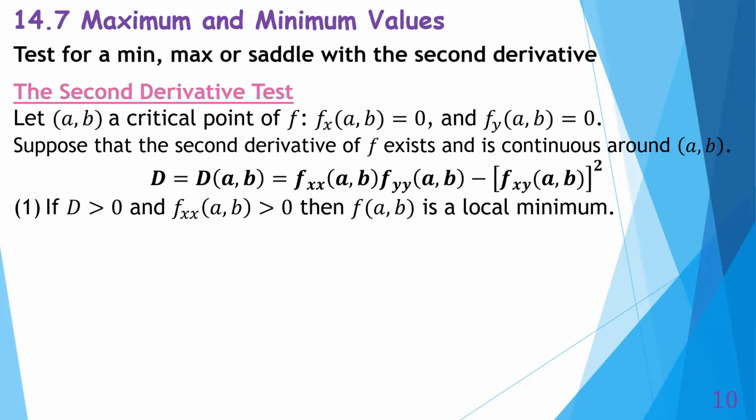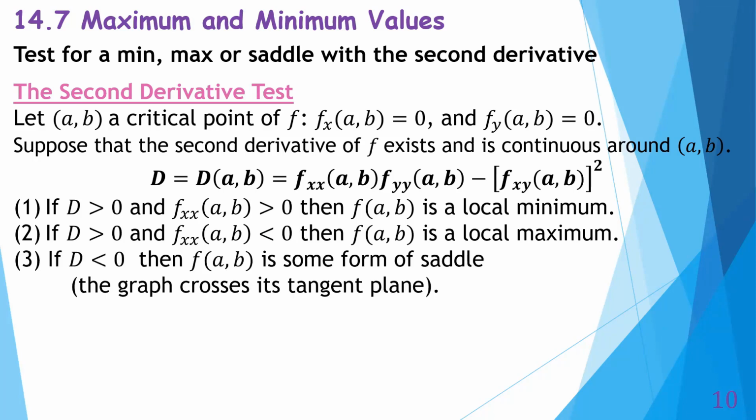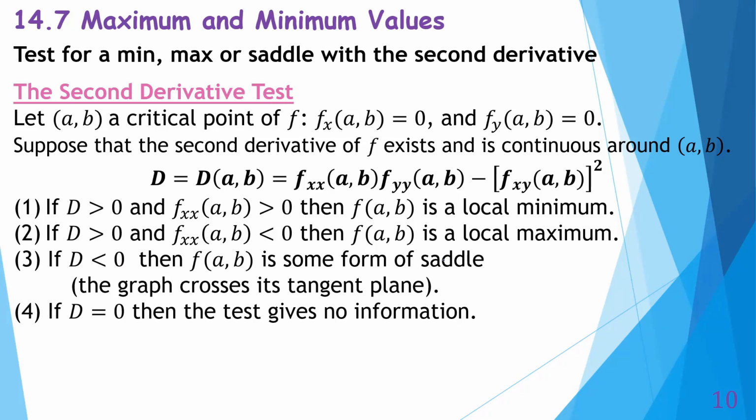So first case, if D is positive and fxx at (a,b) is also positive, we have a local minimum. Now, if D is positive and fxx is negative, (a,b) will be a local maximum. If D is negative, then we'll have a saddle point. If D is 0, we don't know, we cannot conclude.